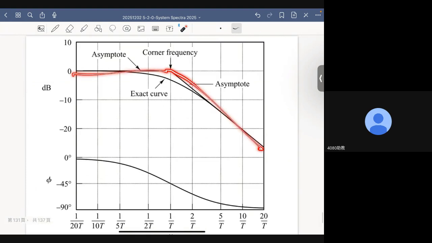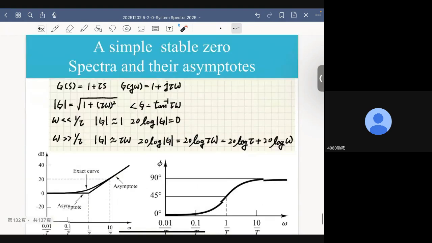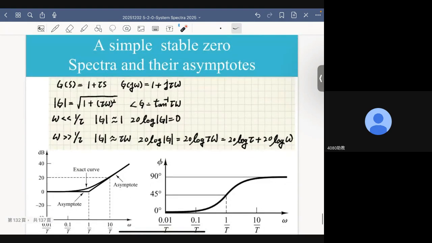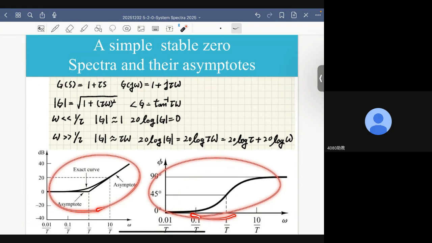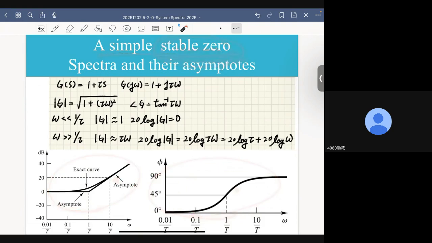Okay, this is the amplitude spectrum and phase spectrum of a simple pole. Now, similarly, we can determine the asymptotics for the magnitude plot, amplitude spectrum, and the phase spectrum for a simple stable zero. Here we assume the zero is stable.